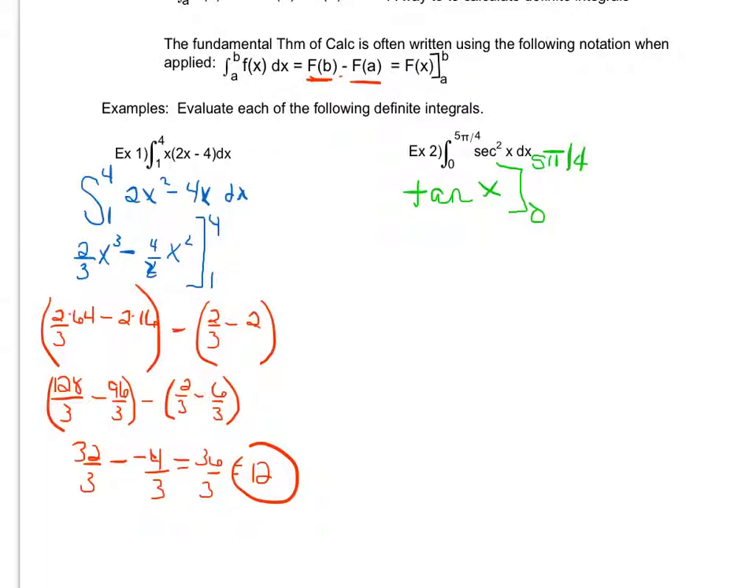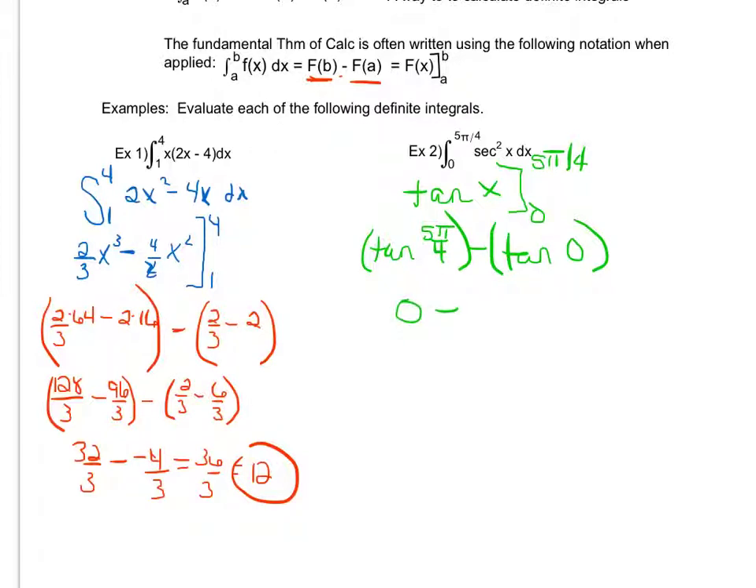So this integrates to become tangent of x, and I'm going to go from 0 to 5 pi over 4. So I always plug my top one in first. So then I'm going to have tangent of 5 pi over 4 minus tangent of 0. So tangent of 5 pi over 4, I go to my unit circle and I see at 5 pi over 4, sine and cosine are the same. So when I put those together, same number over same number, it ends up being negative square root of 2 over 2 over negative square root of 2 over 2.